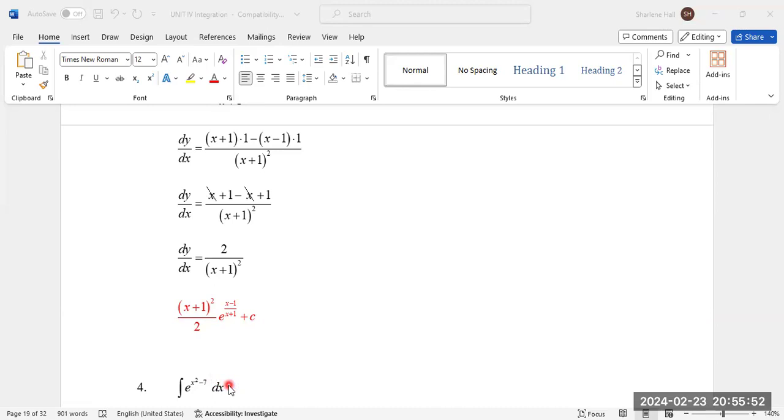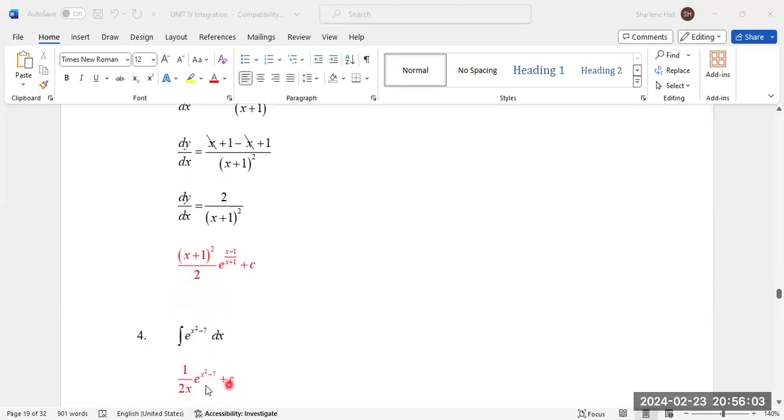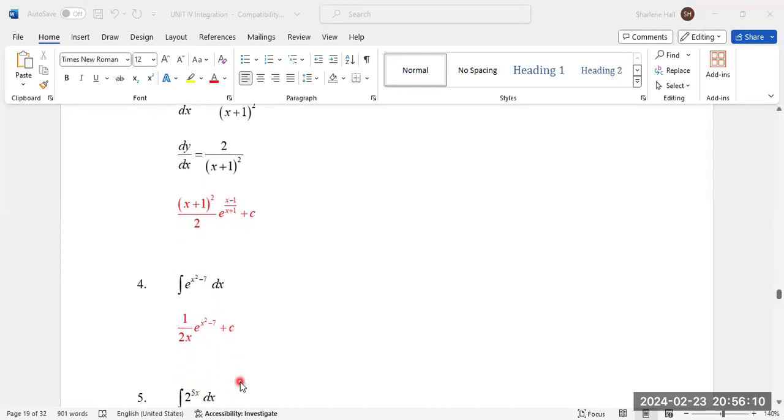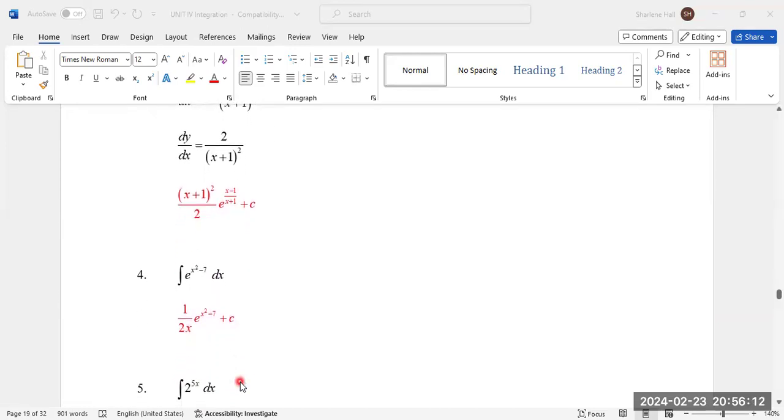You get 2x. So it's going to be 1 over 2x, ln e, e to the x squared minus 7. But ln e is equal to 1, so it's going to be 1 over 2x, e to the x squared minus 7 plus c. See this? 1 over 2x, e to the x squared minus 7 plus c. Really not difficult. Now one more.